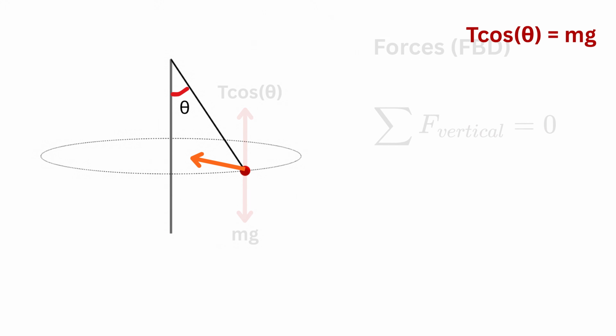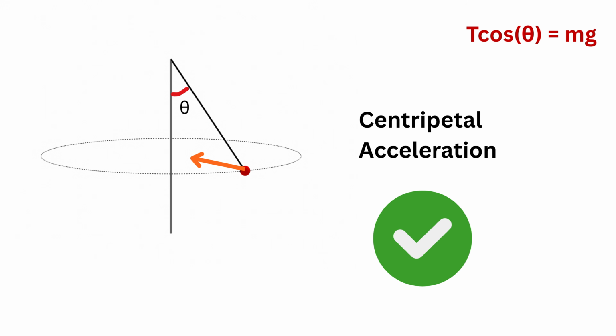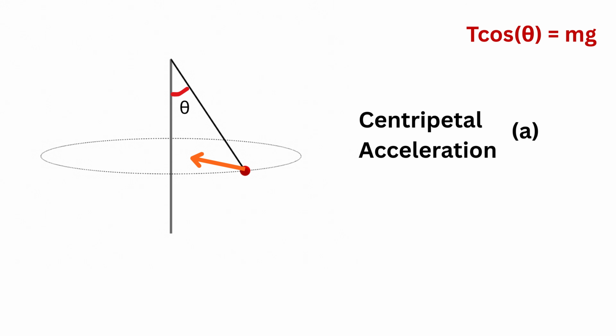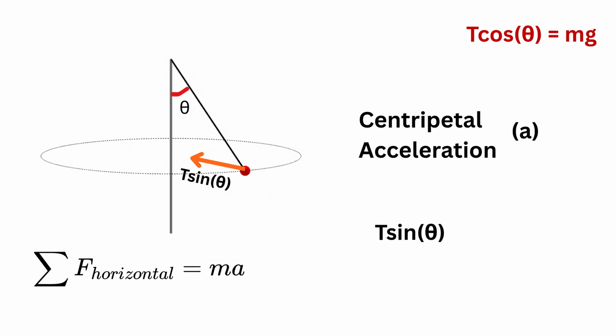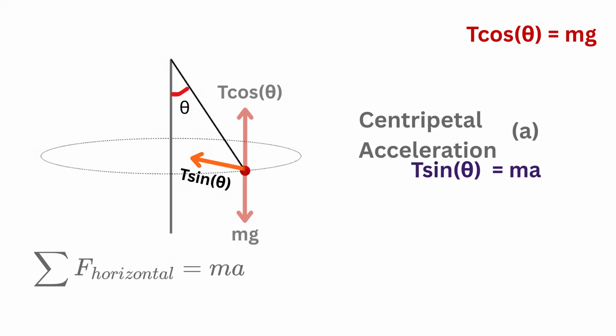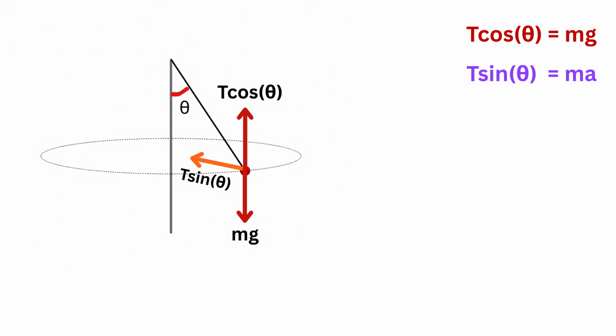Now try to understand its motion in the horizontal direction. The mass is moving in a circle, so it must have centripetal acceleration, a, directed toward the center of the circle. The only force providing this inward acceleration is the horizontal component of the tension in the string. This horizontal component force is tension T multiplied by the sine of theta, and using Newton's second law, it must be equal to mass m times centripetal acceleration a. So now we have two equations and two unknowns, T and a, which we can solve easily.